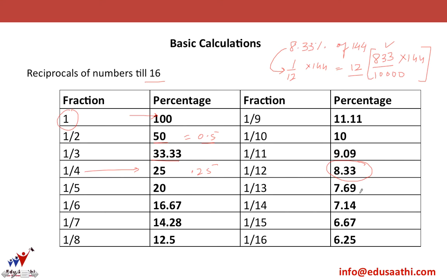Similarly, let's take this figure of 7.69. If it's mentioned, what is 7.69% of, let's say, 39, you can simply convert it to a fraction. So this would be 1 by 13 into 39 and the answer is 3. So you'll be able to do this calculation within seconds.